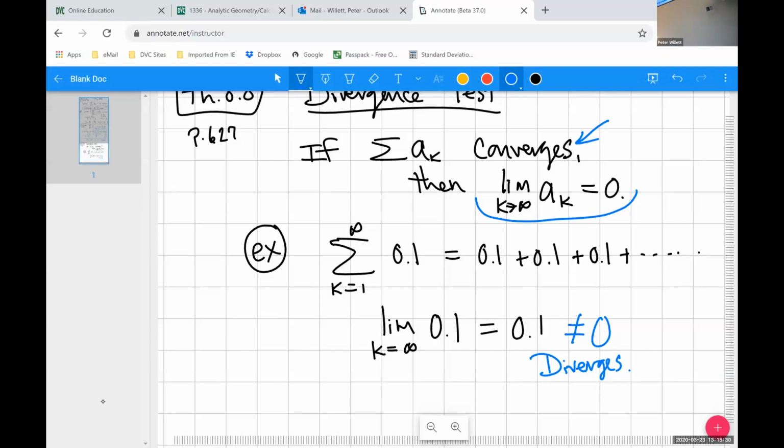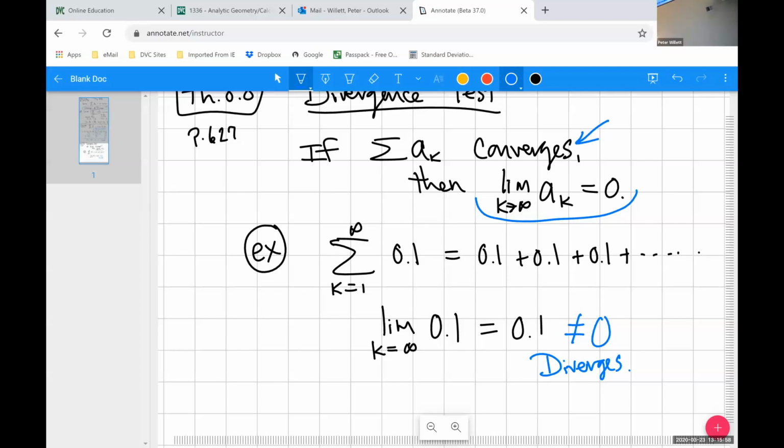So the divergence test is only a test for divergence. It never allows us to conclude whether something converges. Just to be clear, if the limit of k going to infinity of the a sub k's is equal to 0, we still don't know if it converges or diverges. And why can I make that clear?